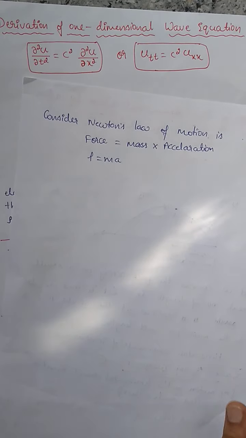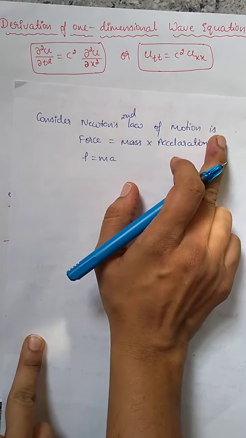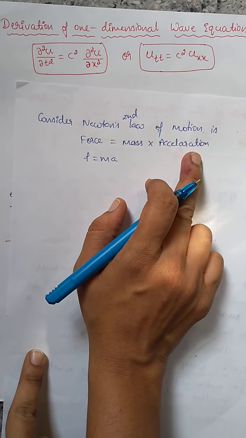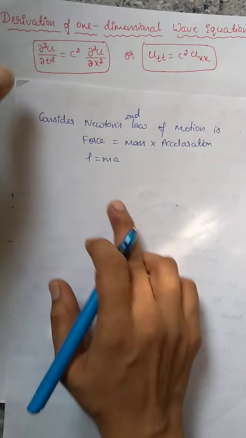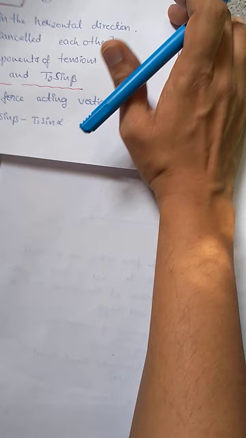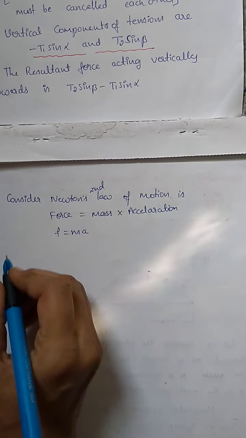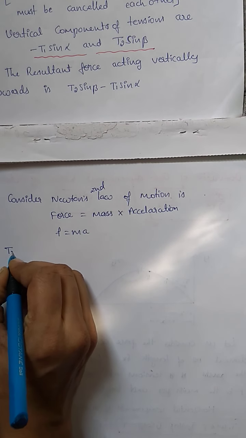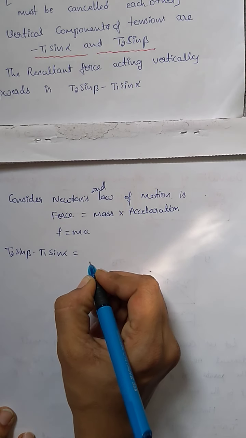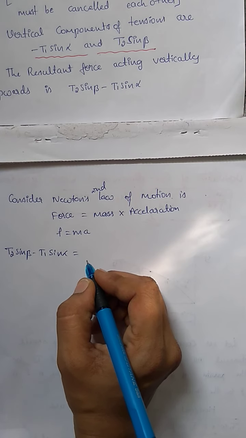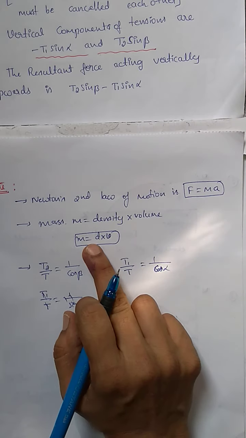I consider Newton's second law of motion. So we know that, in Newton's second law of motion, force is equal to what? Mass into acceleration. F is equal to m into a, where m is mass and a is acceleration. Here, from the derivation, the resultant force acting in the vertically upward direction, the total force on the small segment AB, is T2 sin beta minus T1 sin alpha. This is equal to mass into acceleration. And mass is nothing but what? Density into volume, D into V.